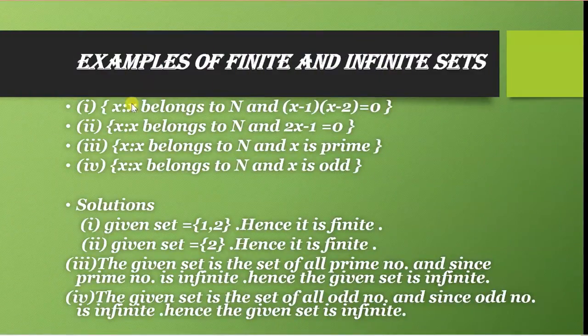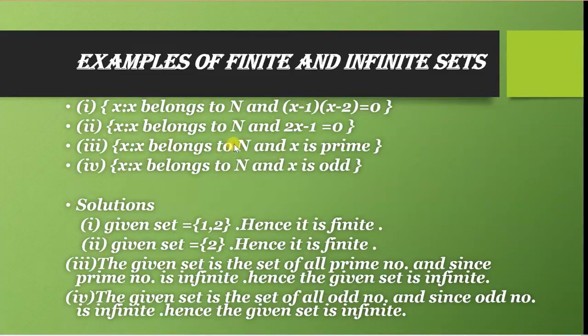Some more examples of finite and infinite sets. X such that x belongs to N and (x minus 1)(x minus 2) equals 0. Here, the solution of this equation will be x equal to 1 and 2. So, it is a finite set. Another is x such that x belongs to N and 2x minus 1 is 0. Again, the solution of this is x equal to half, which is finite. So, it is a finite set.